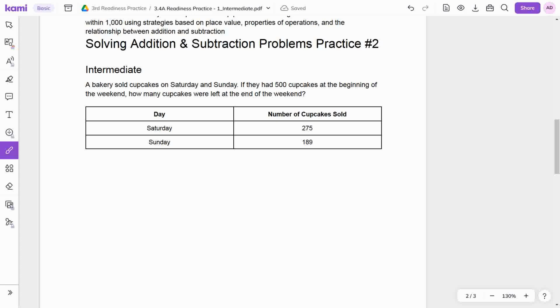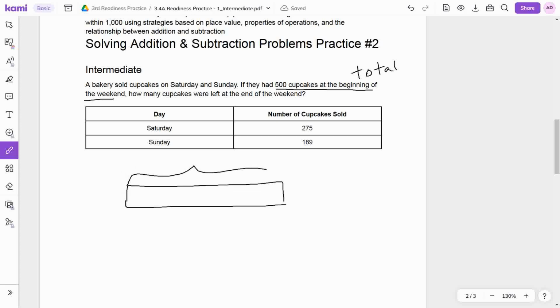So if they had 500 cupcakes at the beginning of the weekend, this right here is actually going to give us our total. And so when we are given the total, that changes the problem because sometimes we're given two parts. We need to find the whole or the total. Sometimes they give us the total. So let's draw a strip diagram like this. And I'm going to say that I've got my 500 right up here.